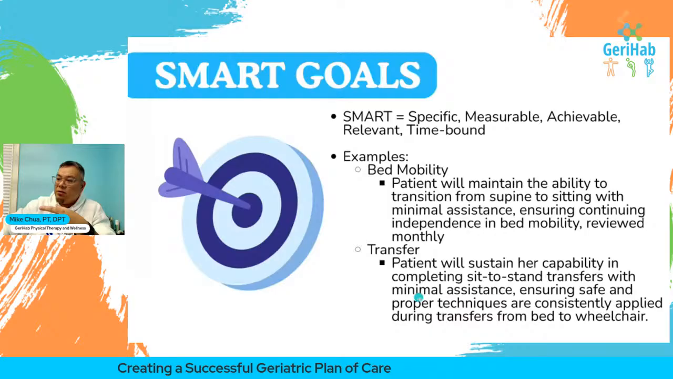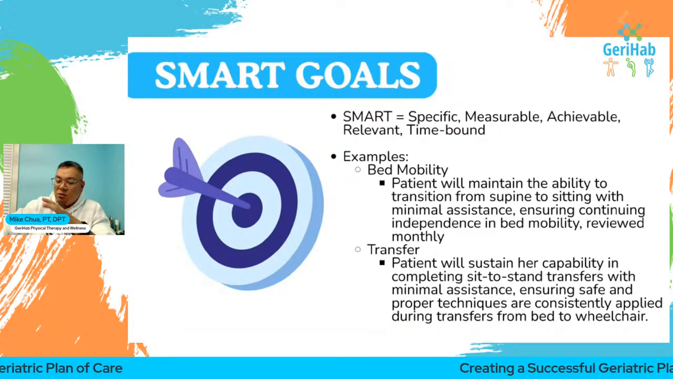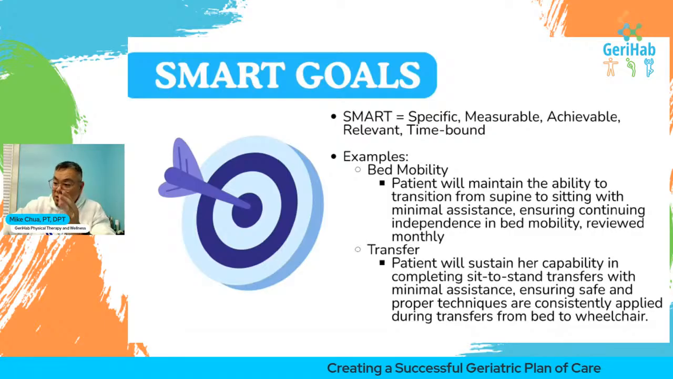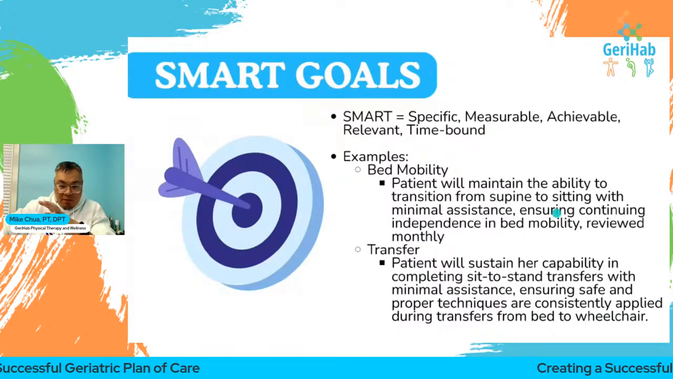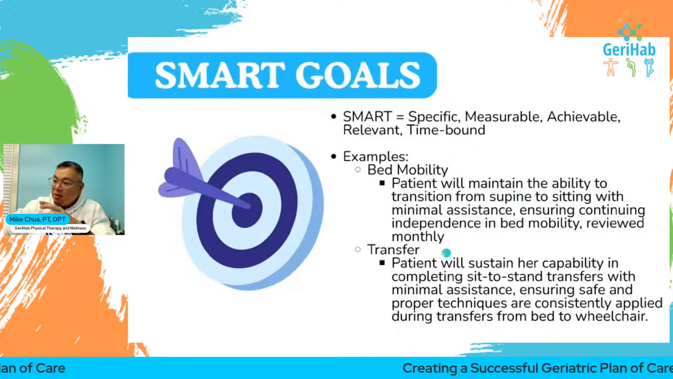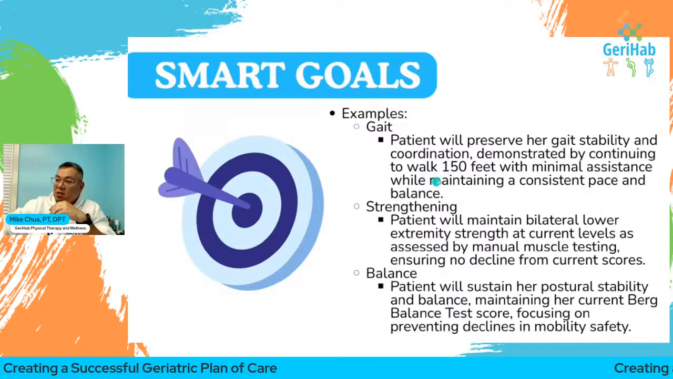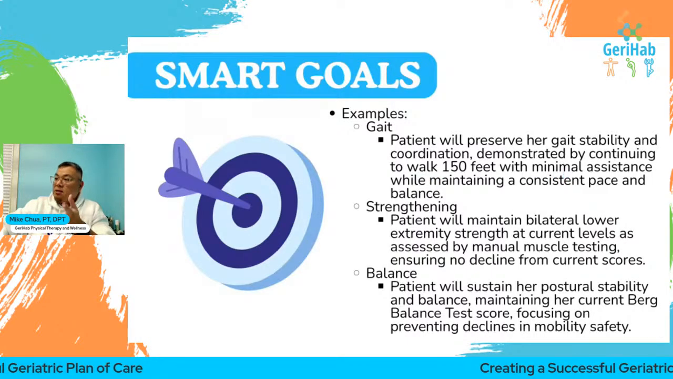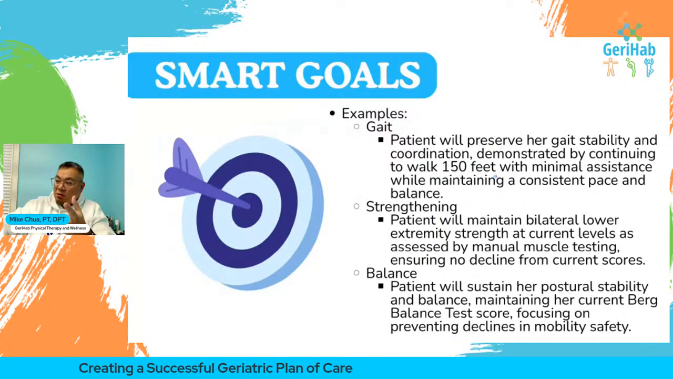Same thing with the transfers. Patient will sustain her capability in completing sit to stand transfer with minimal assistance, ensuring safe and proper techniques are consistently applied during transfers from bed to wheelchair. So you are maintaining or sustaining that patient's functional mobility. On the gait, patient will preserve her gait stability and coordination by continuing to walk 150 feet with minimal assistance while maintaining consistent pace and balance.